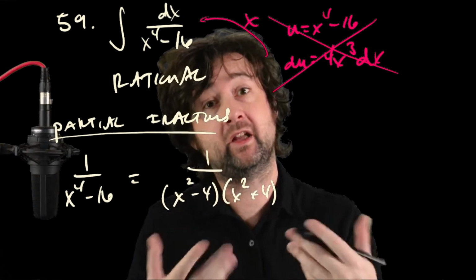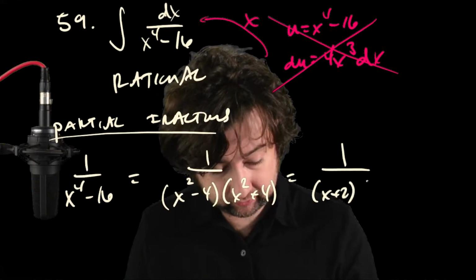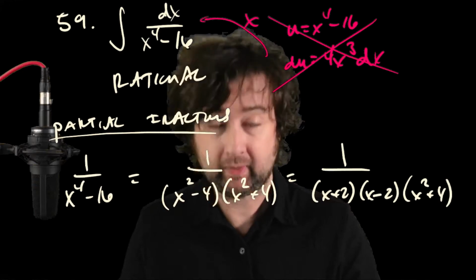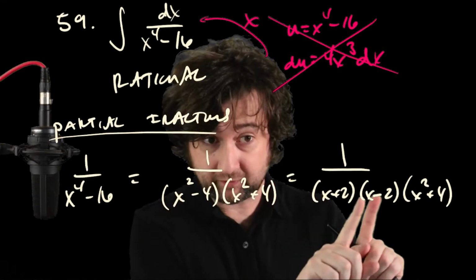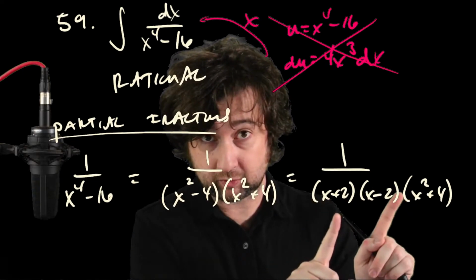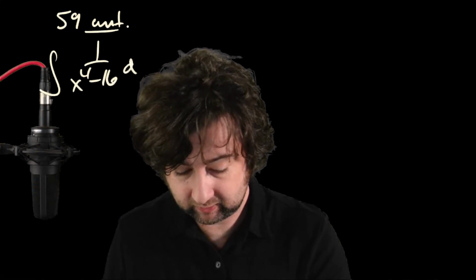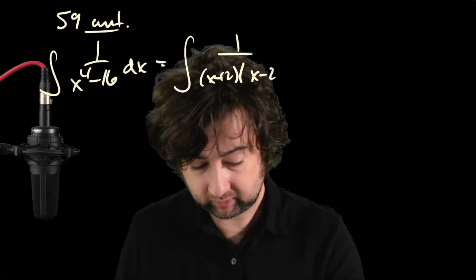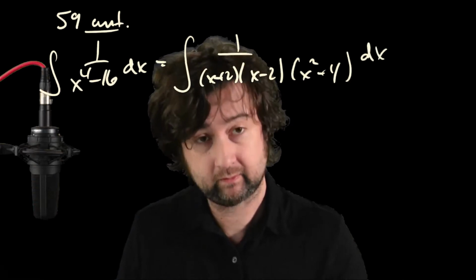x squared minus 4 is another difference of squares, and so this can be written one more step as x plus 2, x minus 2, x squared plus 4. And from this point, you can actually use partial fractions, because now we've got it factored out into linear terms and an irreducible quadratic. So the integral of 1 over x to the 4th minus 16 is the same as the integral of 1 over x plus 2, x minus 2, x squared plus 4 dx.